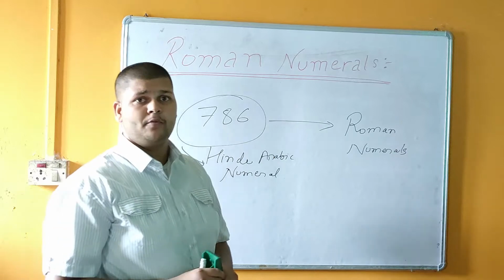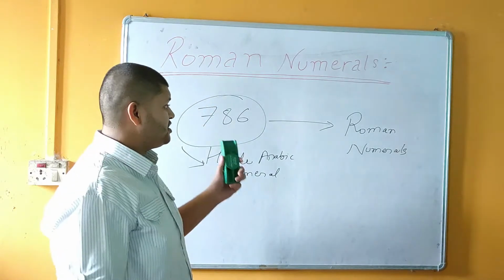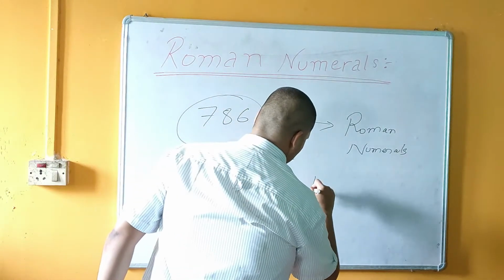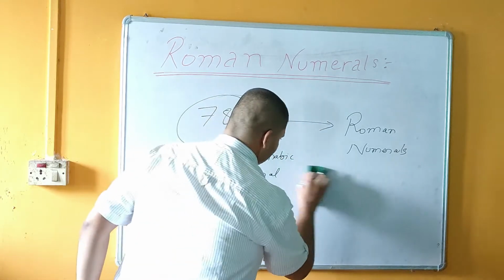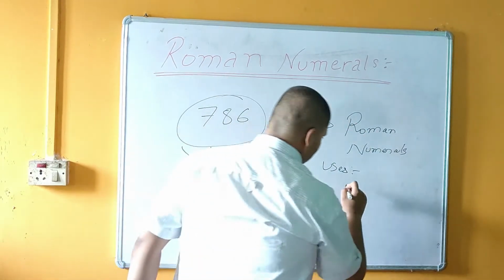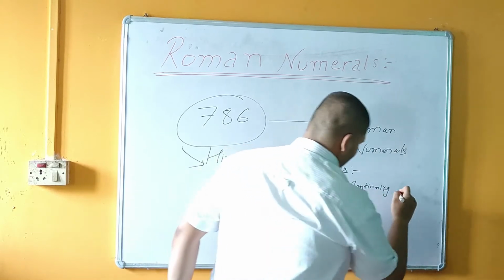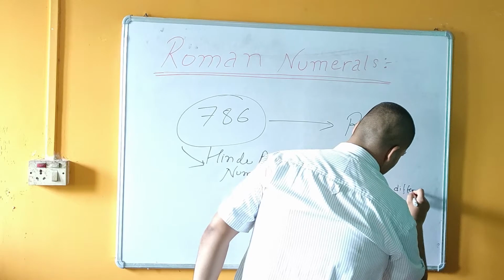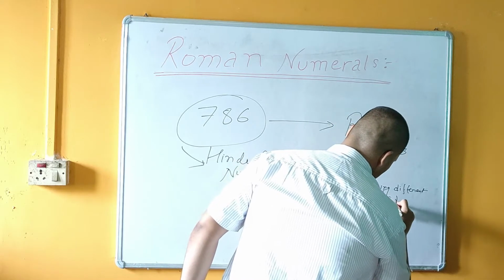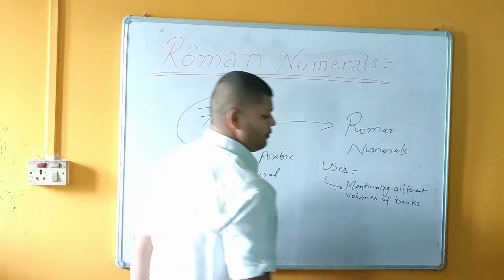But before going to the actual rules, I would like to tell you why we are studying these Roman numerals. The reason is that these are still in common use in today's world. Uses of Roman numerals: they are used in mentioning different volumes of books.